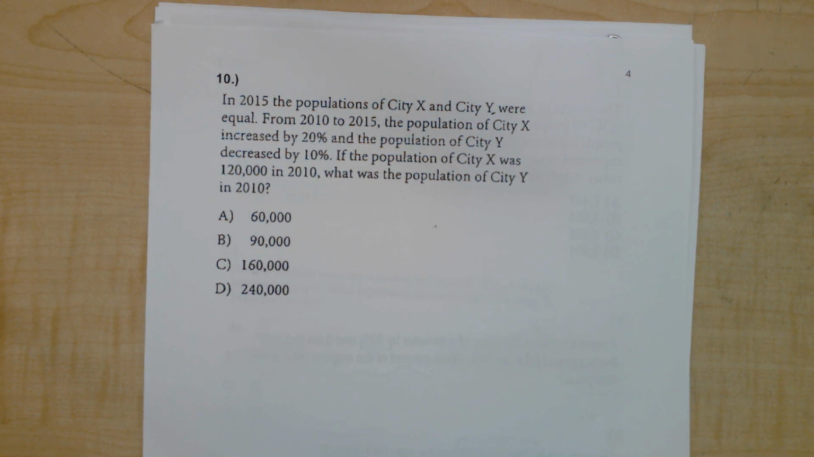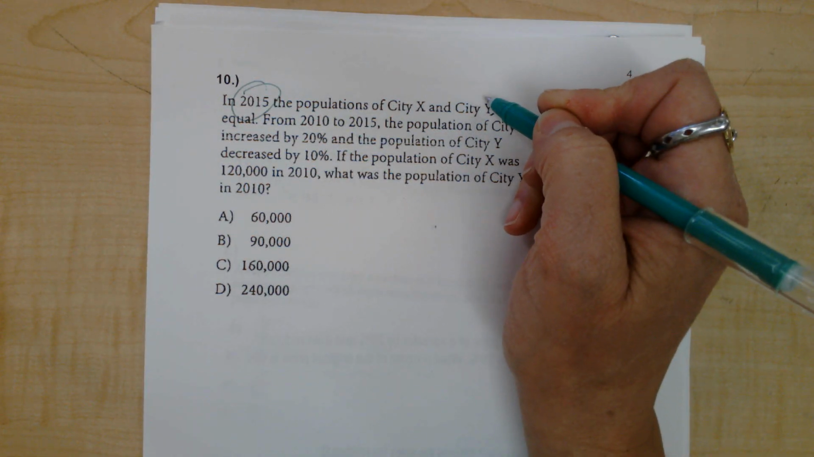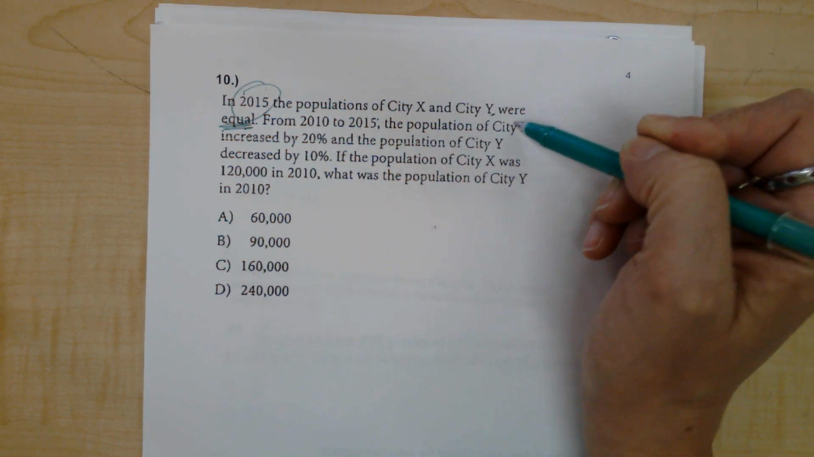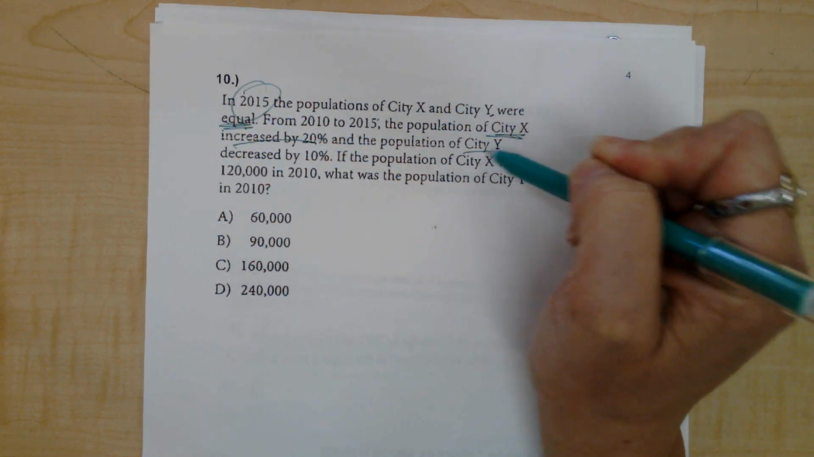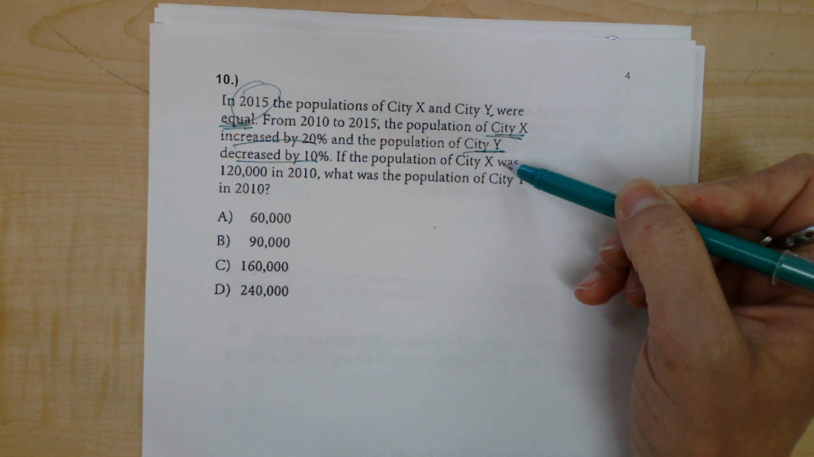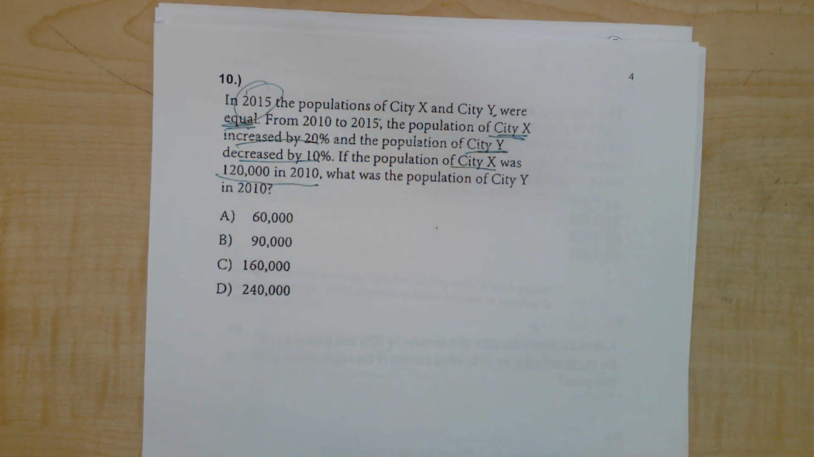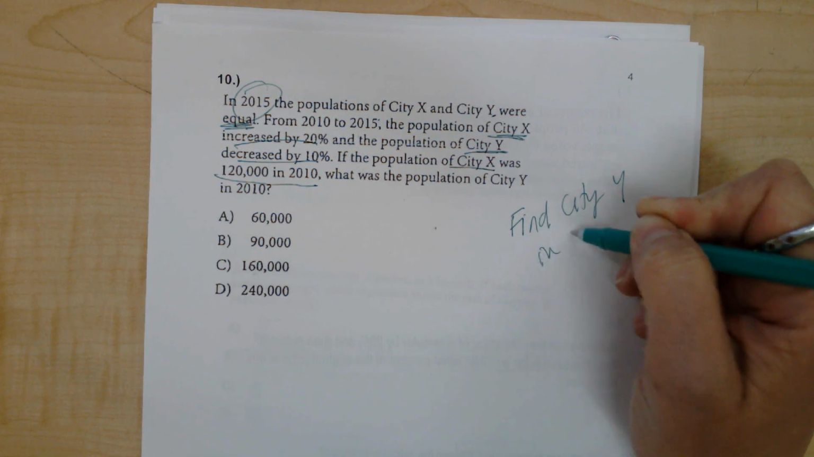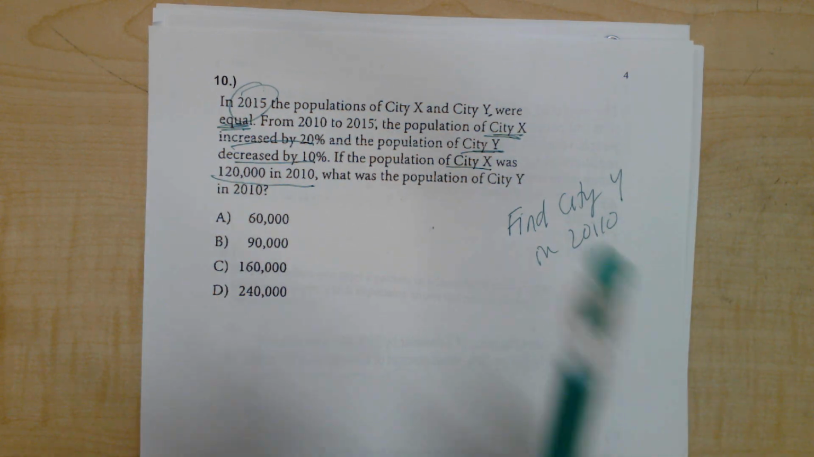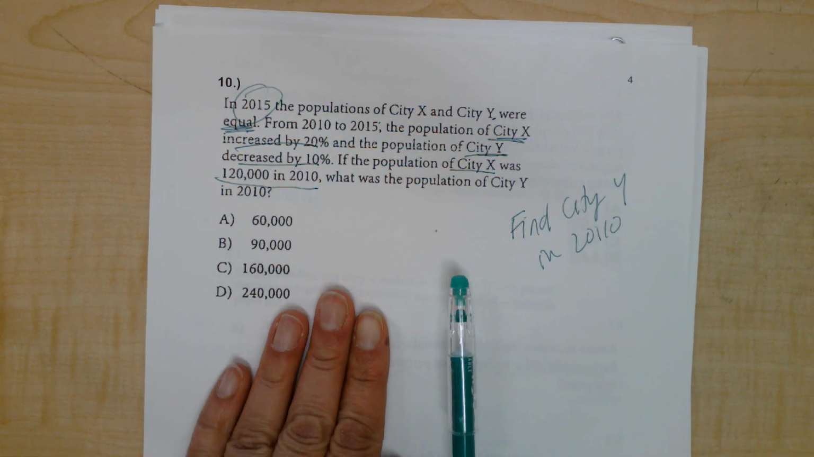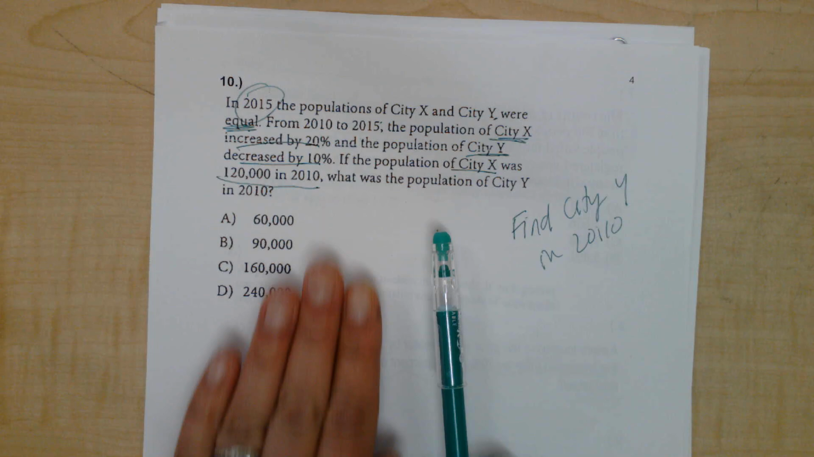Okay, so let's see. In 2015, they were equal. From 2010 to 2015, city X increased, city Y decreased. So one went up and one went down. In 2010, city X was 120,000. We need to find city Y in 2010. Guess what? Yes, we're comparing two things. There's a lot of data here. And so because we're comparing two things, let's write out what we have.